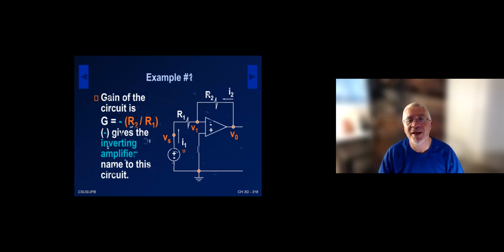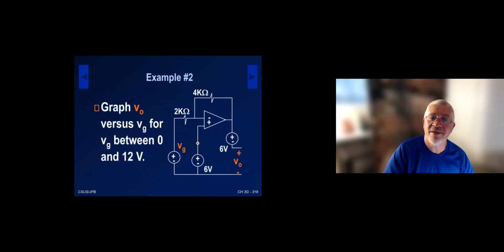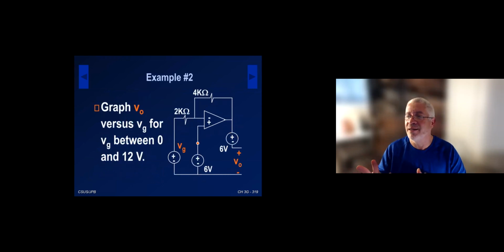All right, so let's look at a second problem here. I'm not going to ask you to graph things in this course, but this is a pretty good, kind of elegant problem to solve. This problem is asking to graph V naught versus VG, with VG going between 0 and 12 volts. We have to solve this problem using nodal analysis, so I'm going to talk about it right now.